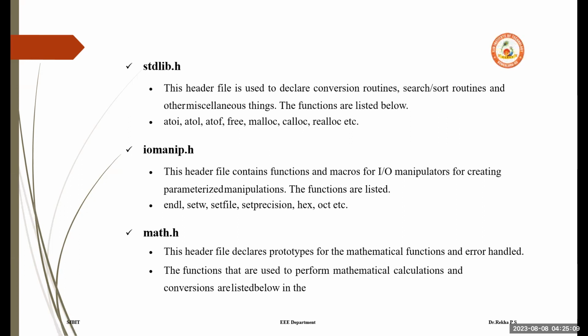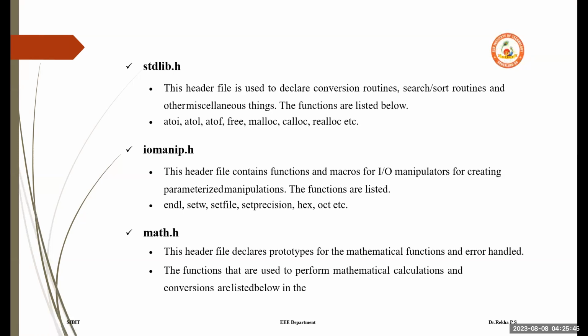So next is stdlib.h. This header file is used to declare conversion routines, search routines, sort routines, and other miscellaneous things. What are the different functions of stdlib.h? atoi, atol, atof, free, malloc, calloc, realloc, etc. will belong to stdlib.h header file functions.